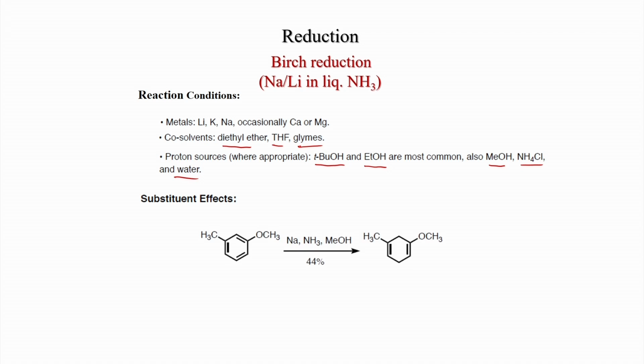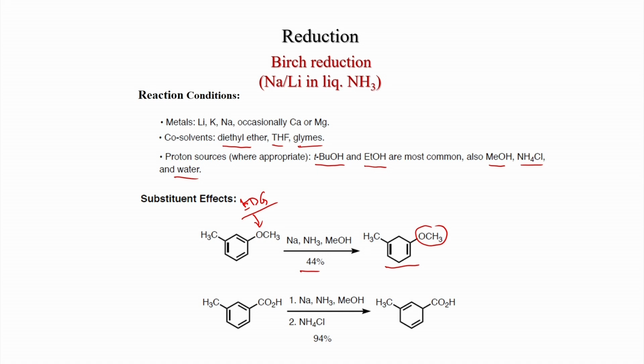Now, if you have this meta-methyl anisole, then after sodium, liquid ammonia and methanol, it gives a 44% yield, because here the methoxy is the major electron donating group. This is a stronger electron donating group than methyl. So, this only controls the reaction, and you get the cyclohexadiene system where the methoxy group contains the double bond.